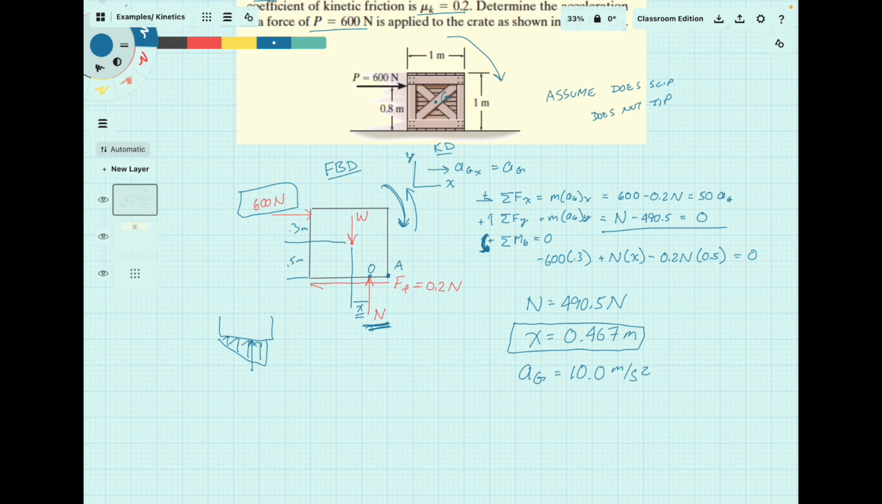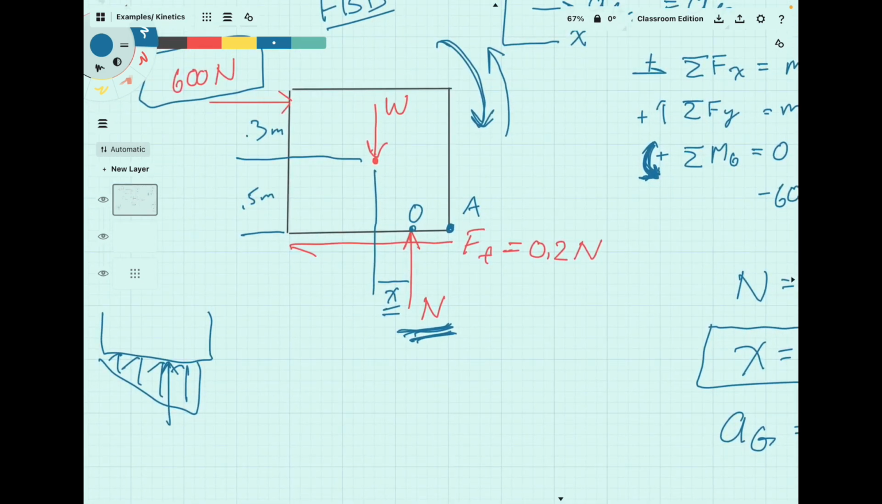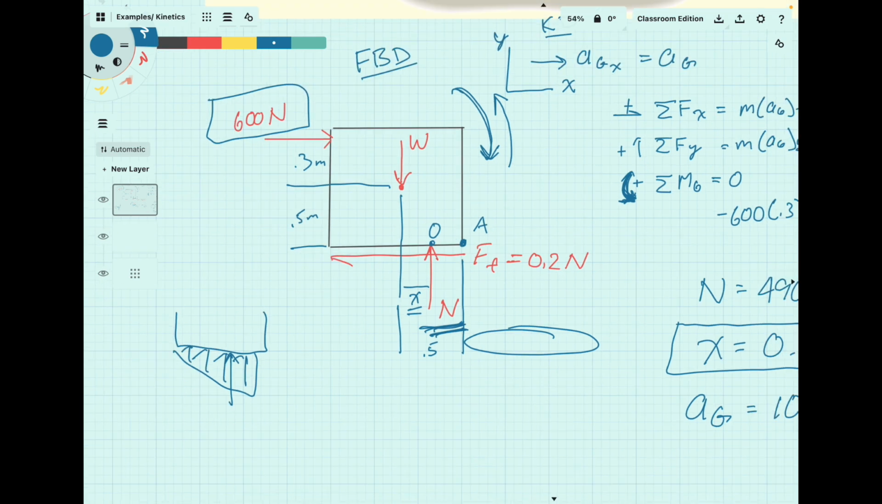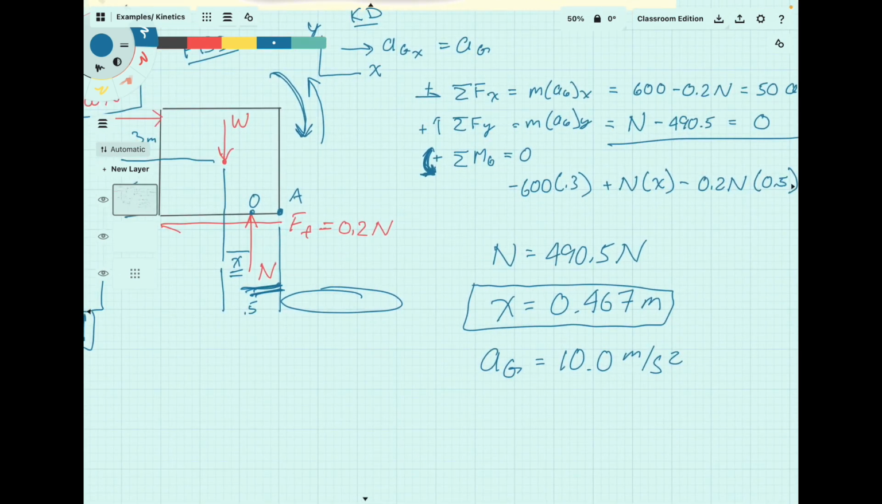But in the physical problem, if X were greater than 0.5, this distance is 0.5, then the balance point would be somewhere over here in space. What that would imply is that for this to be a balanced system, your crate would have to essentially be physically extended in that direction, or it is going to flip. So in looking at these results, getting a positive value for N indicates that it has real meaning to the problem and that it matches our assumptions.